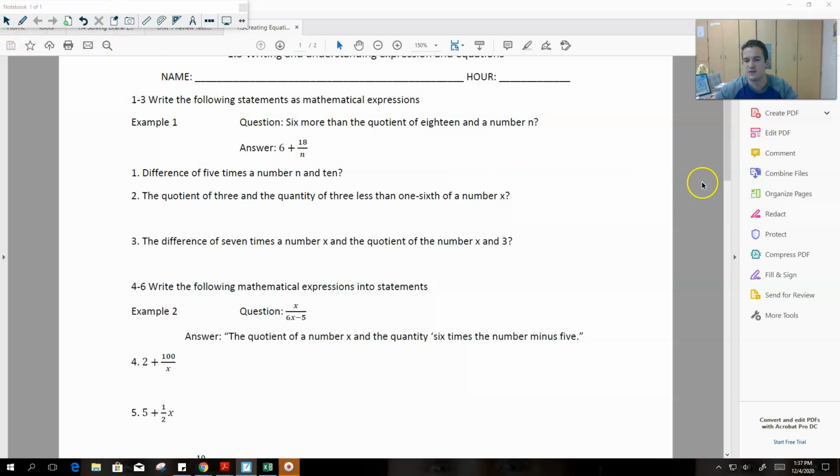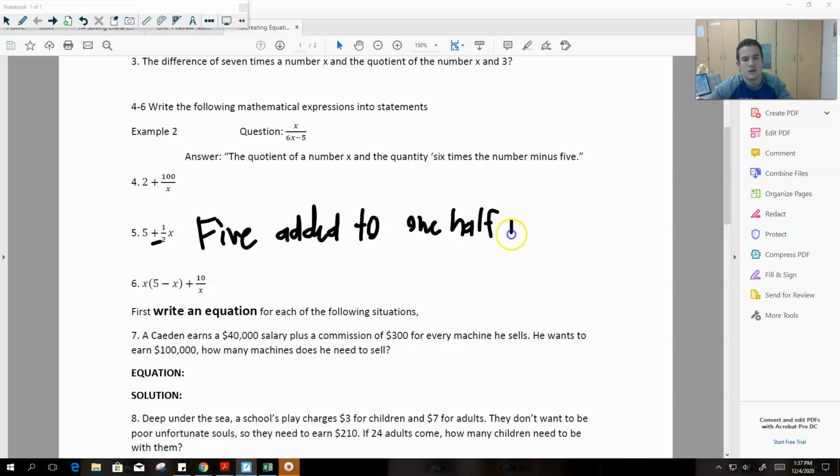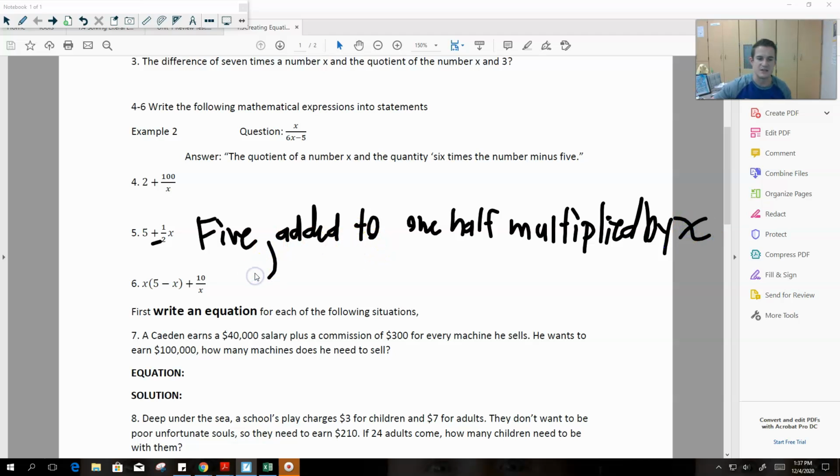On questions like 4 through 6, we're going backwards. I have the equation and I'm going to write the expression. So like this is 5 plus 1/2 times x, so I'm just going to literally write 5 added to 1/2 multiplied by x. 5 added to 1/2 multiplied by x.